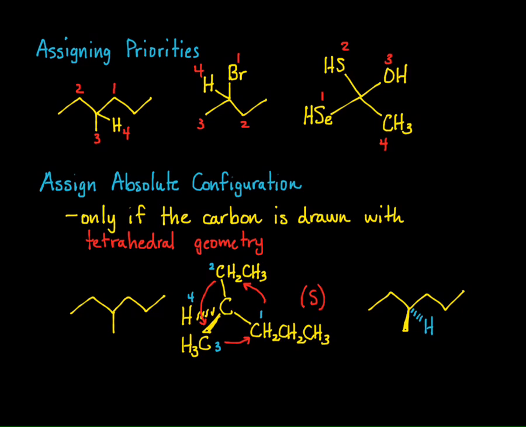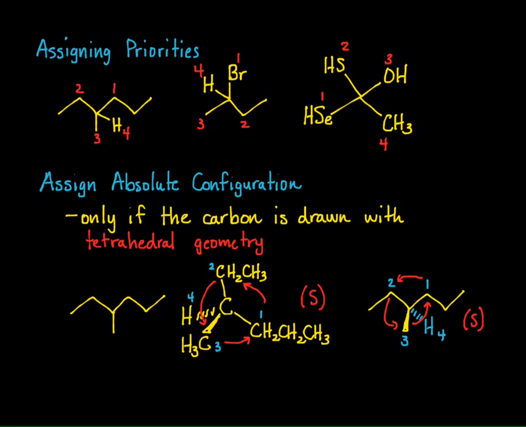Again, I've randomly drawn a particular stereoisomer, and if I think about assigning, I get the hydrogen's number 4, the propyl's 1, the ethyl's 2, the methyl's 3. Again, in this particular case, the hydrogen is going behind me, so I can simply ignore it. Notice I get 1 to 2, 2 to 3, 3 back to 1. I'm rotating counterclockwise again. So this is still the S absolute configuration.